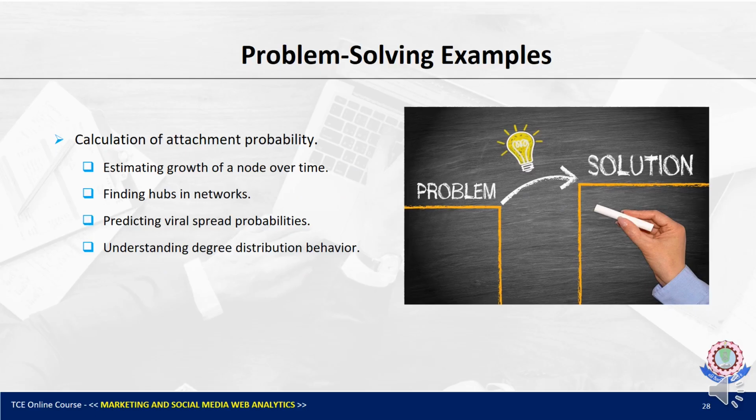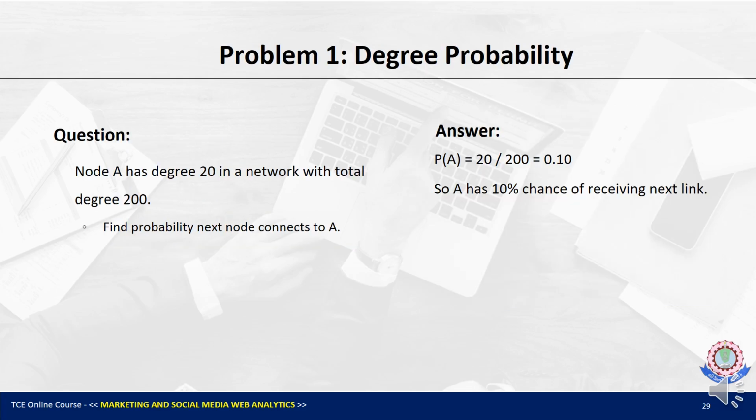Problem solving examples. Let's solve a few quick examples to reinforce this concept. Let's take the first problem. A node A has degree 20 and the total degree is 200. We have to find the probability of the next node connecting to A. The probability is 20 divided by 200, which equals 0.10, or 10%. So A has a 10% chance of receiving the next link.